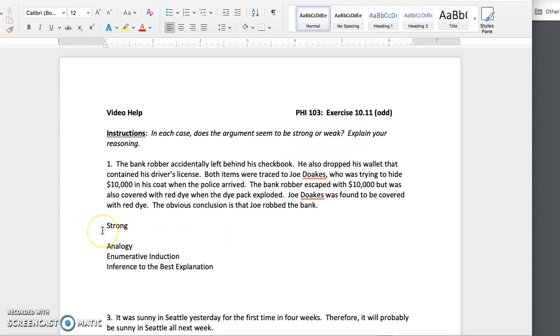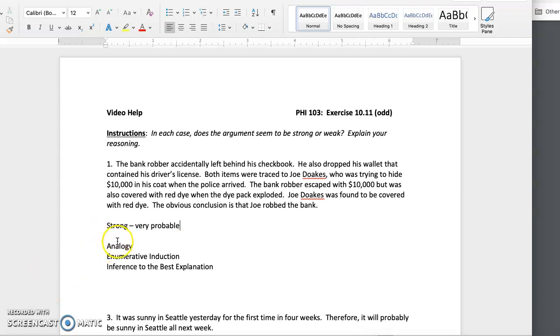So the question for inductive arguments is not valid or invalid. It's strong or weak. The issue is how probable is the conclusion given the evidence or given the premises. So in this case, since it's very unlikely that all those crazy coincidental things could have happened, we would say it's a very strong conclusion. And again, strong doesn't mean definite. It just means very likely, very probable, right?